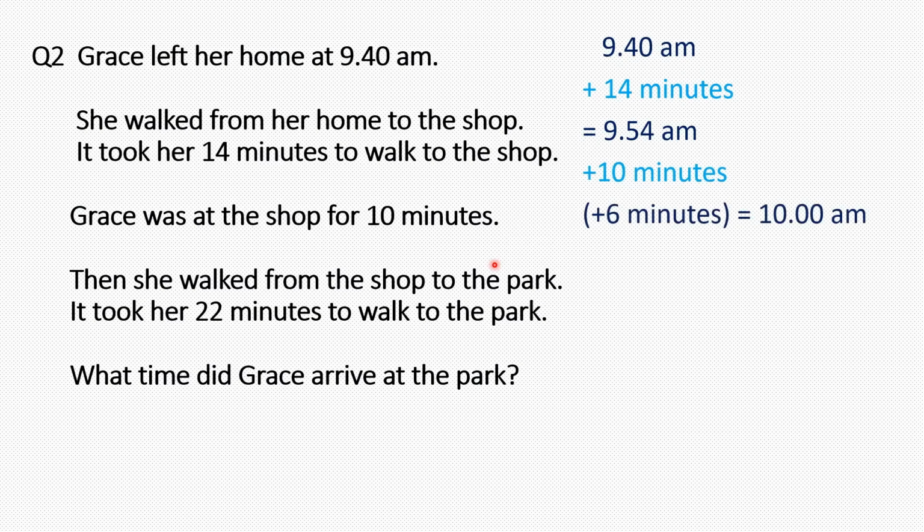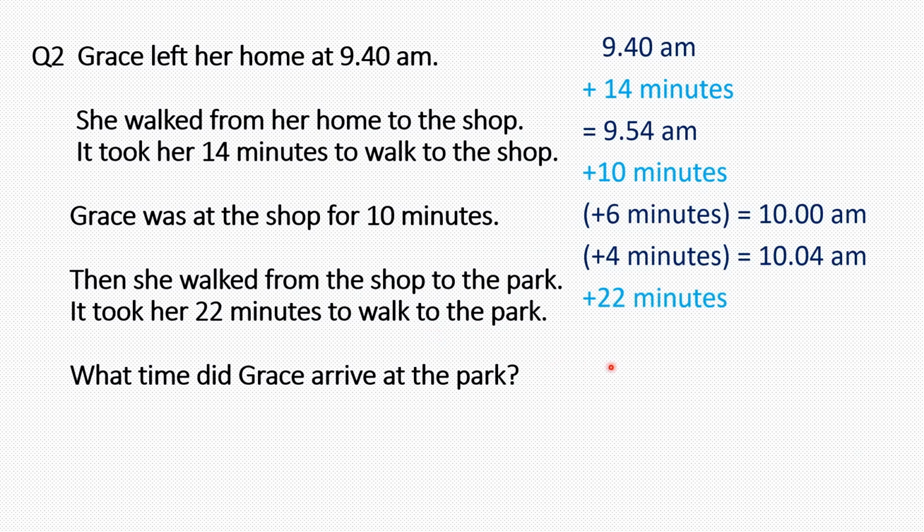You can do them separately if it makes it easier. So 10 minutes, if I add 6 minutes first, takes us up to 10 a.m. and then another 4 minutes to give us a total of the additional 10 minutes. So now the time is 10:04 a.m. Next, she walked from the shop to the park and it took her 22 minutes. So now we need to add another 22 minutes. Therefore, we have 10:26 a.m. So the final answer is Grace arrived at the park at 10:26 a.m.